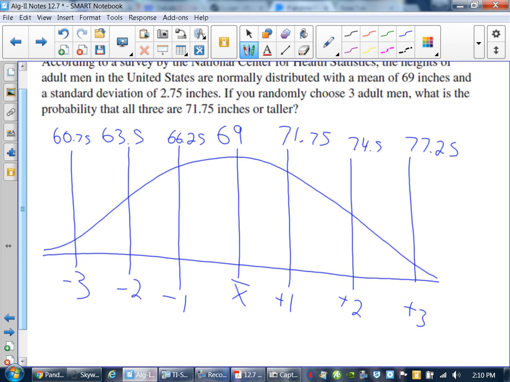If you start really thinking about that, here's 50% going this way. Here's 34%. Here's another, was it 12, 13? I always think it's 13.